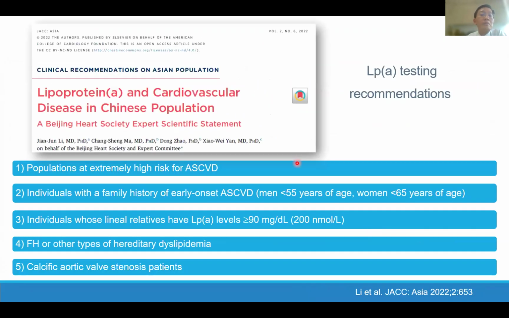The Beijing Heart Society recommendations didn't recommend screening everyone, just the population at high risk for ASCVD: those with a family history of early onset ASCVD, relatives of those who have high Lp(a), FH, and also patients who have calcific aortic valvular stenosis.